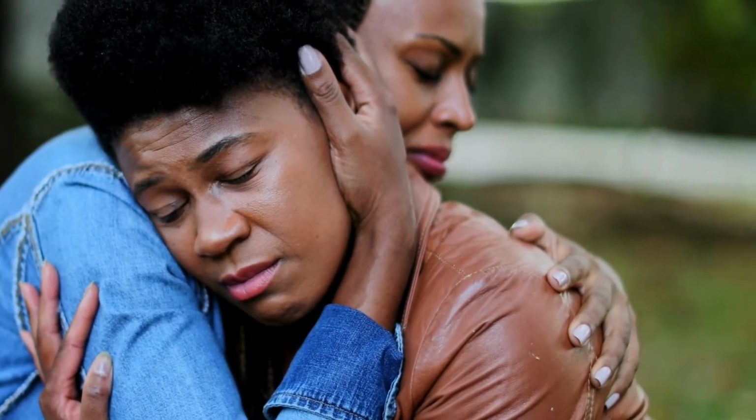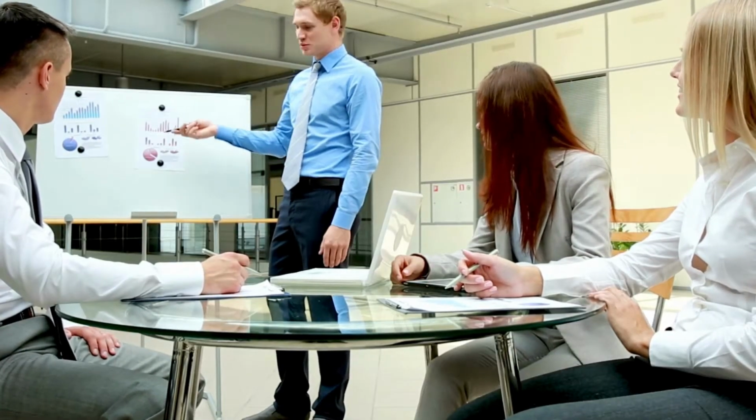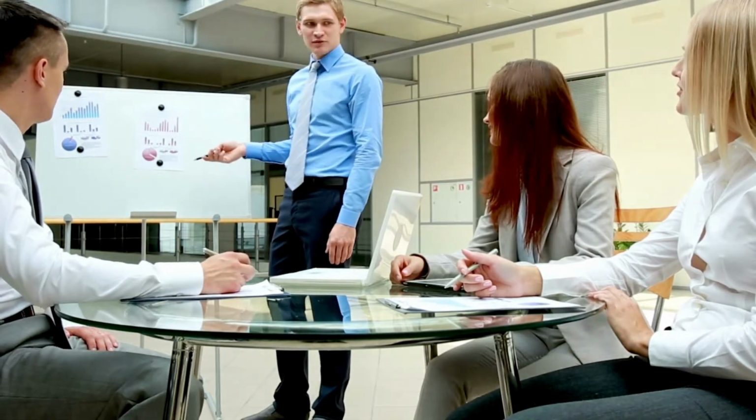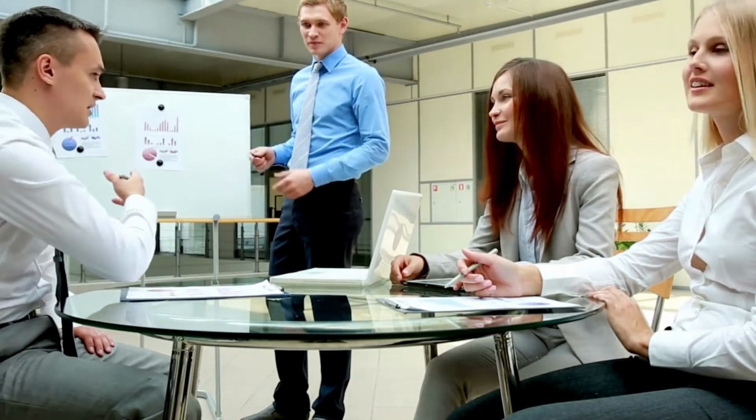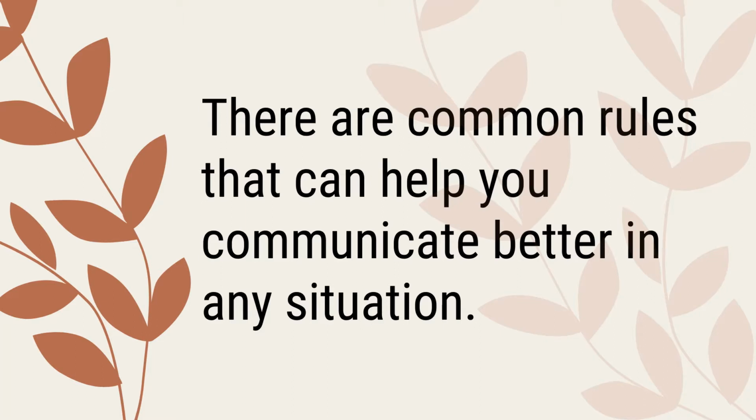So you see how talking to your friends and family can be an entirely different ball game than maybe say a business meeting. So yeah, context answers the question of how, what and where the conversation takes place, and we train you according to that situation. For example, you might want to know more about how to interact with people when you are in a business setting, how to write better emails, how to interact with people when you go out with your friends, etc.